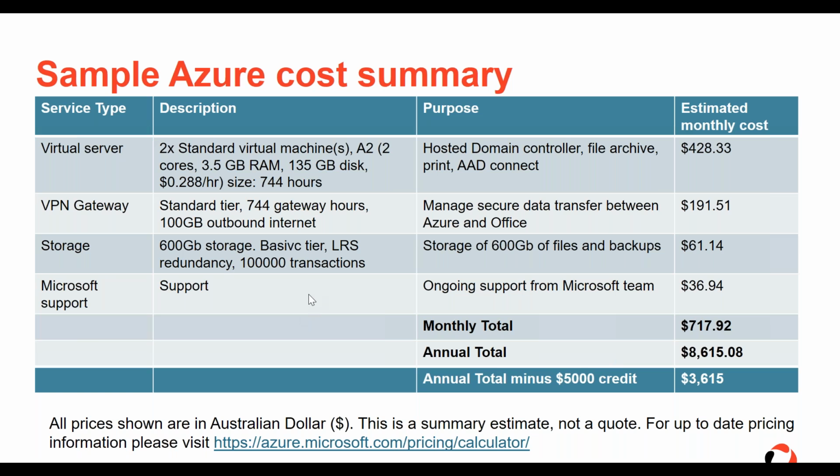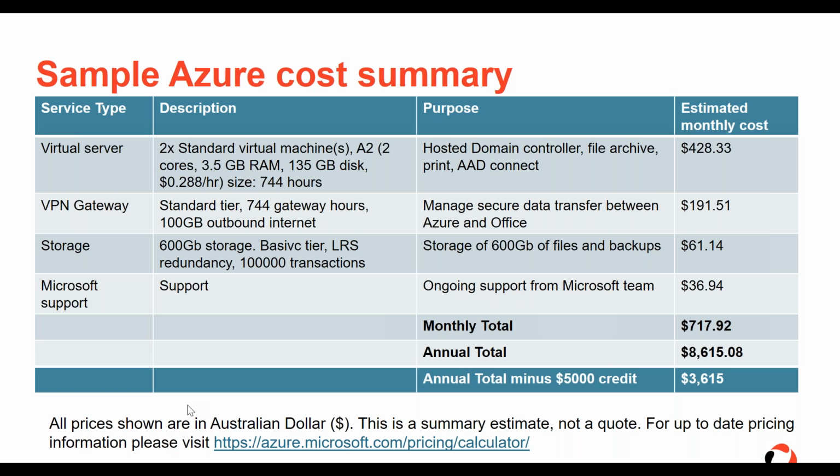And they needed a pair of those, one as a domain controller and one as a file archive and print, and also running what's called AAD Connect, so that they could use the same password for their computers as they did for Office 365. Similar to join them all together, there was a requirement for a VPN gateway in Azure, which had that standard tier cost, and we factored 100 gigabytes of traffic per month traveling across.